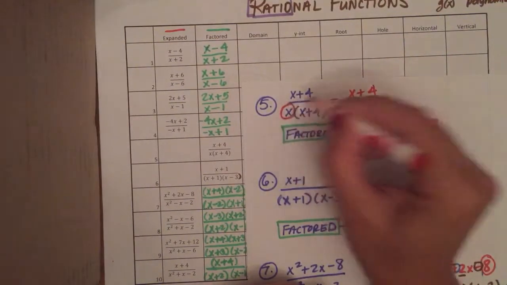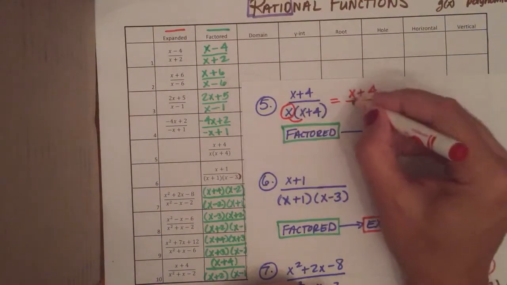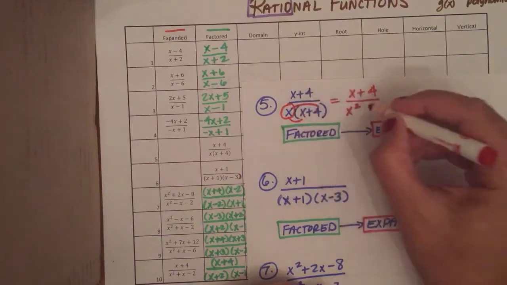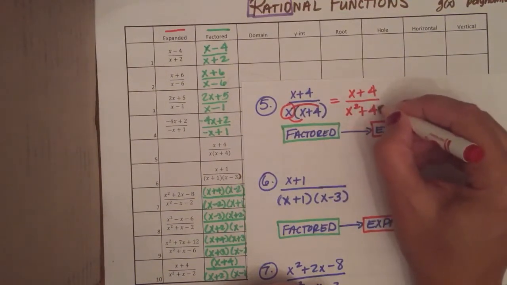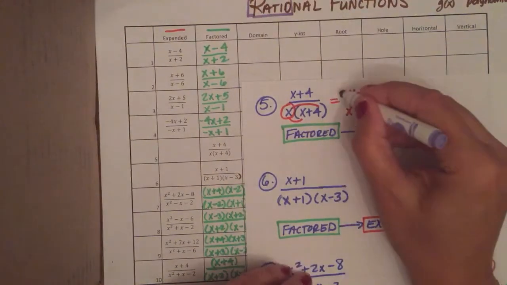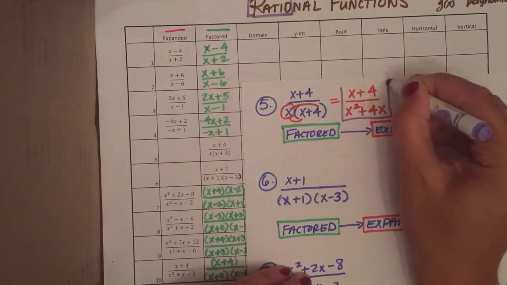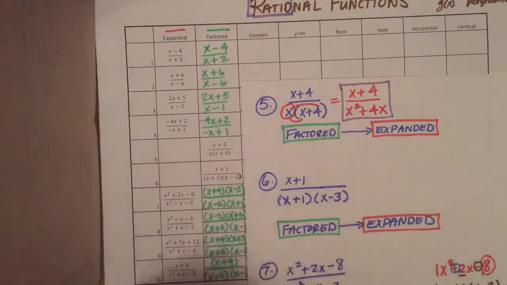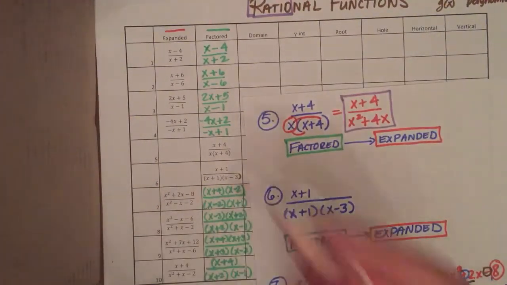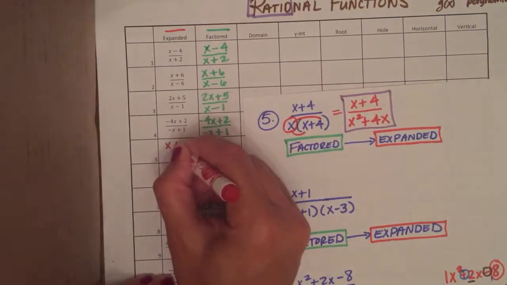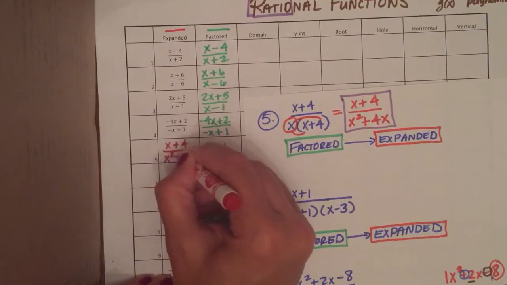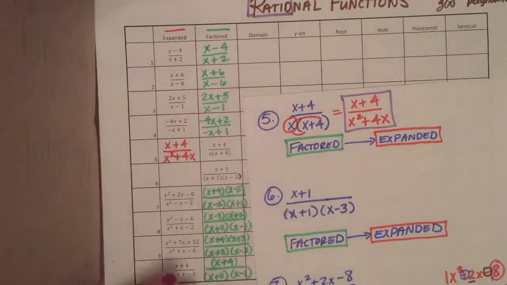And I'm going to use the distributive property. So x times x is x squared. And x times 4 is 4x. And actually, that's all you have to do for that. When you're done, that is your expanded form. So we're going to go back to our table over here on number 5, and I'm going to add my expanded form, x plus 4 over x squared plus 4x.